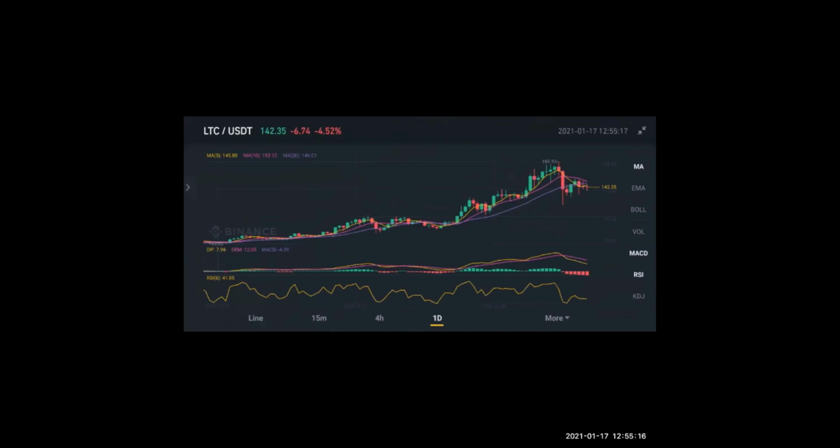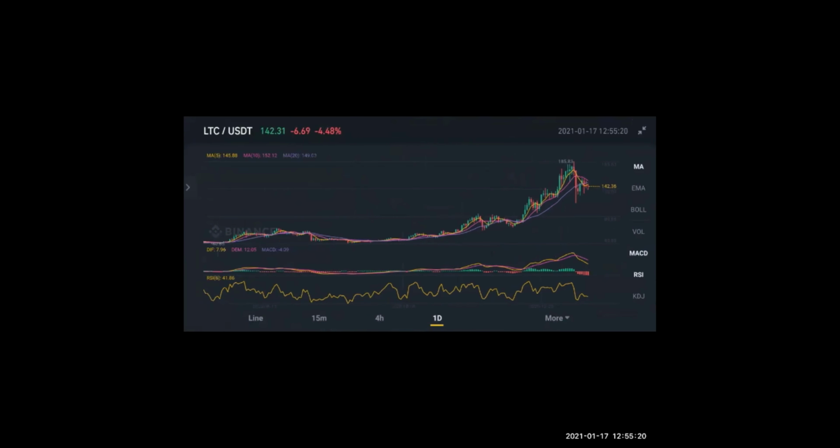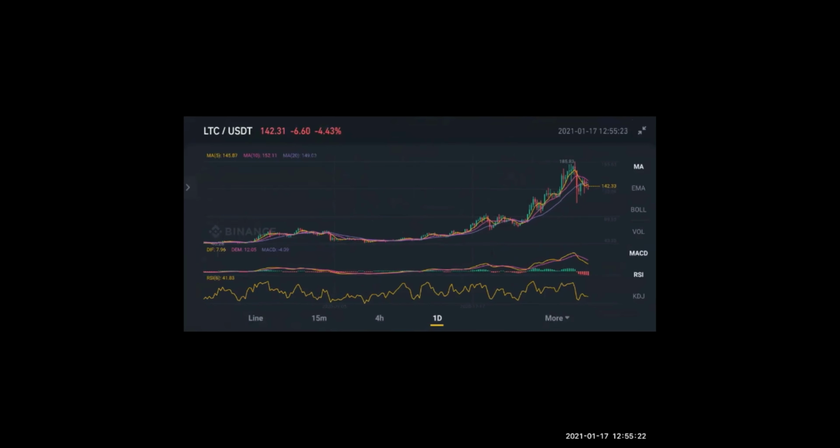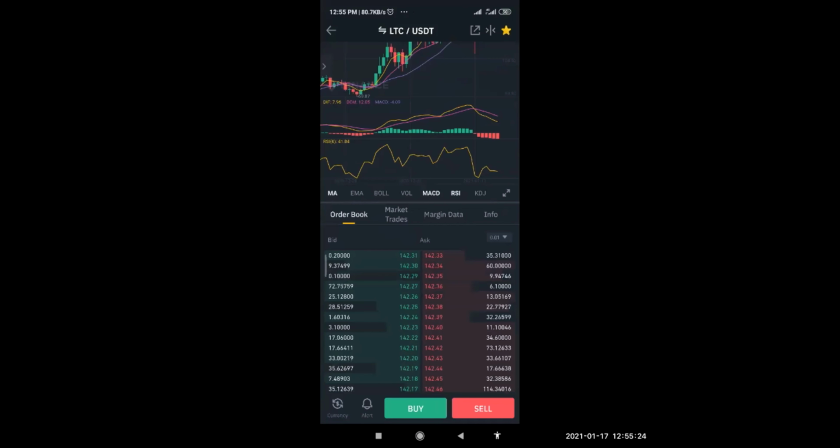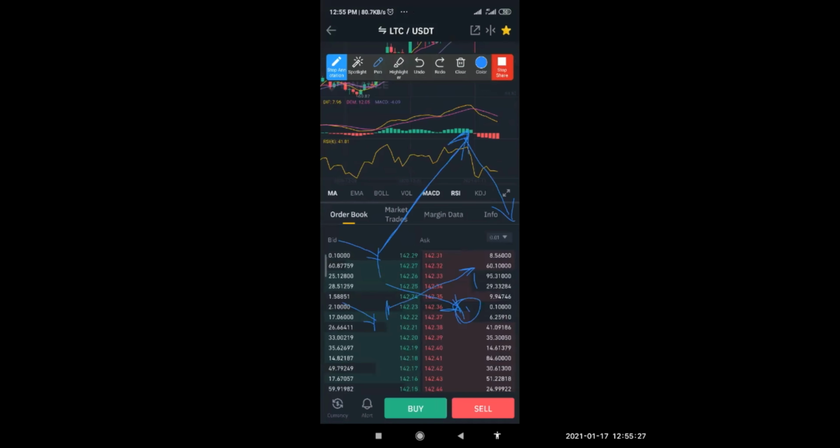Okay, so this one is the full screen option. If you want to do more analysis, like you want to analyze the market much better, you can opt in for the full screen. It gives you more space to analyze the market. This is where you can click the full screen.